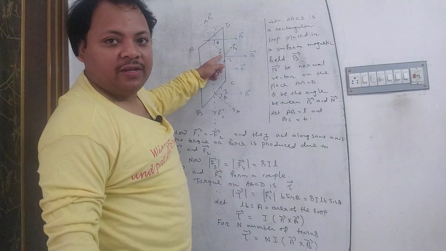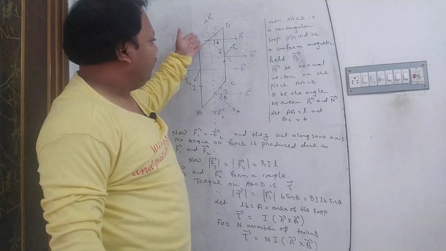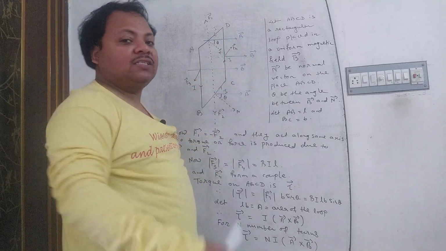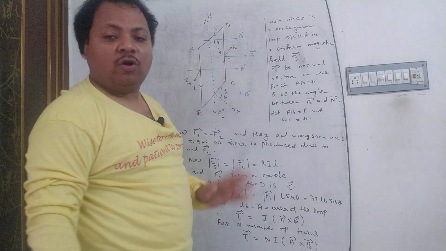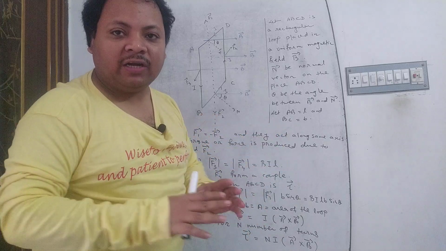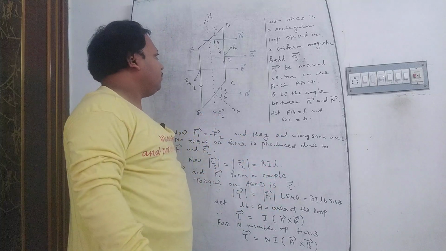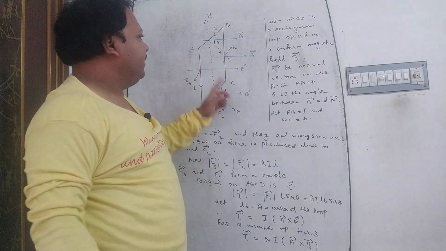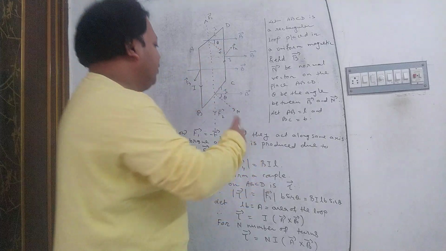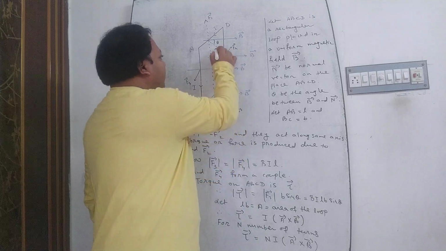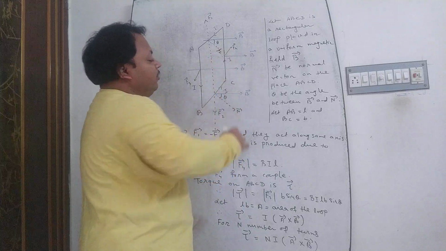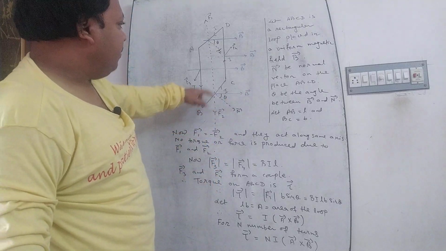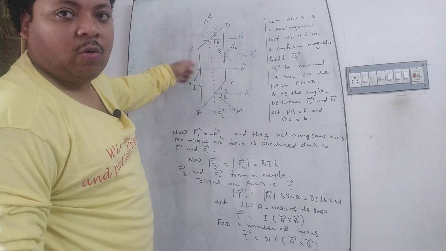Here capital N is the normal vector drawn to the plane of the rectangle ABCD. That is, N is normal to the plane of the rectangle ABCD. The angle between the N vector and the B vector is theta. This is the angle between N and B. A current I is passing through the rectangular coil.